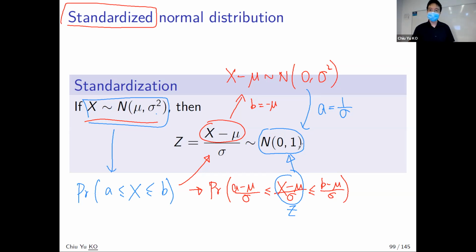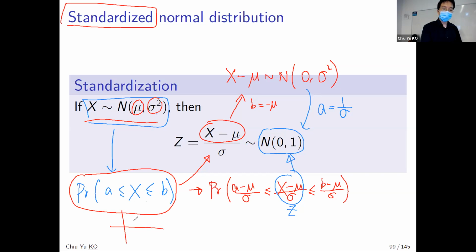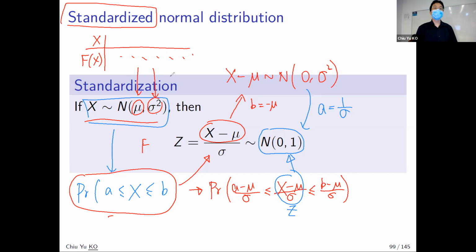Let me repeat why we don't work with the general case. You cannot calculate this by hand. For each mu and sigma squared you would need a table of F, the cumulative distribution, for many different values of x. And these values depend on mu and sigma squared, so you would need to keep a table for every mu and sigma squared.